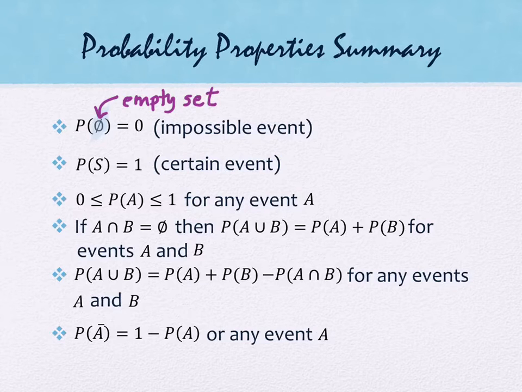So this is an empty set. It means something that there's nothing in it, okay? So if there's probability of the empty set, that would be 0. It is an impossible event. The second one, probability of S.